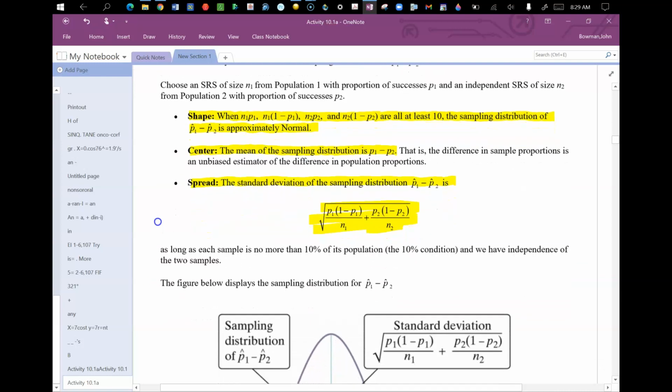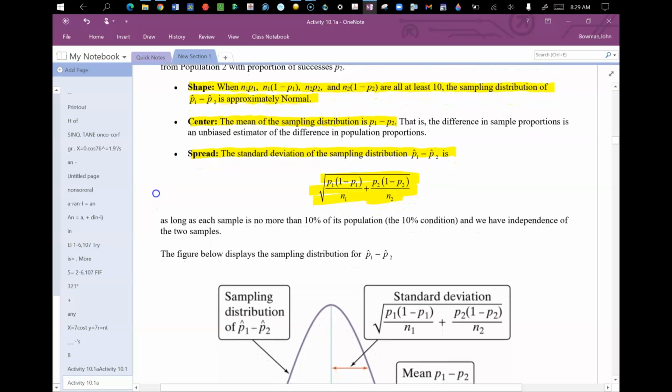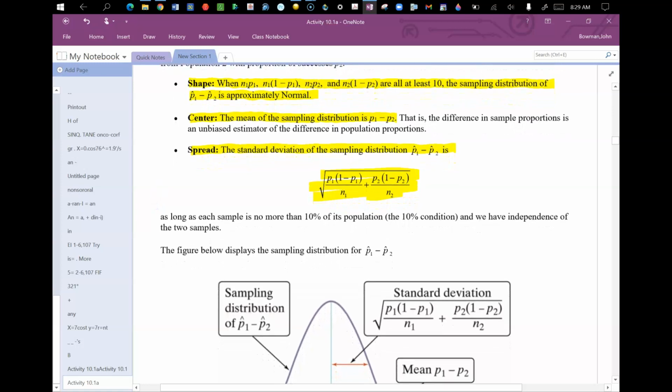So let's talk about this standard deviation situation. What do we need to calculate the individual standard deviations, and what do we need to be able to assume that the two random variables, p1 hat and p2 hat, are independent of each other? We need to meet the 10% condition for both samples individually, and we need to be able to justify that the two samples are independent of each other.